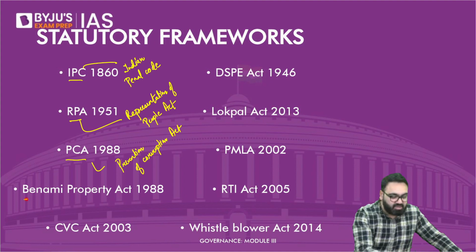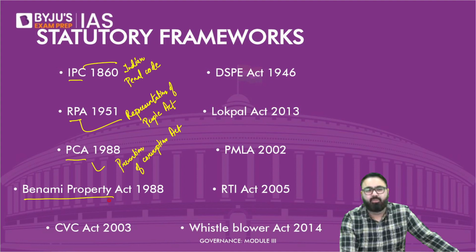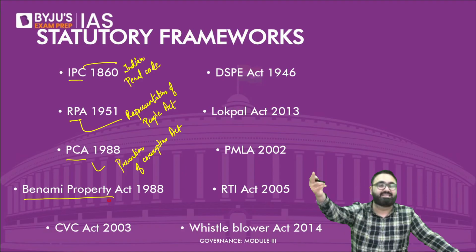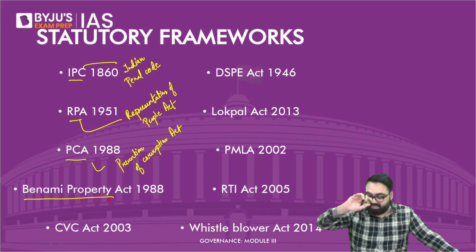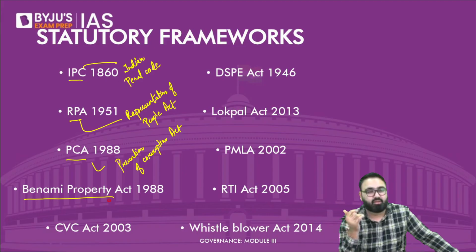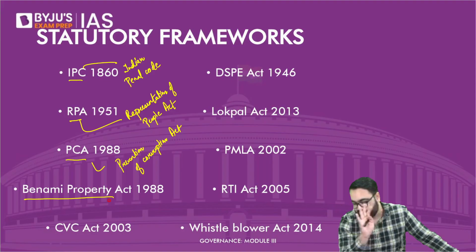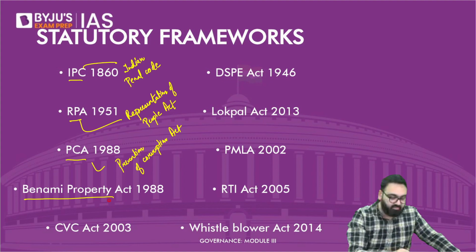Then we also have something called the Benami Property Act. What do you mean by Benami property? So usually people who have a lot of black money, money in cash that is unaccounted for, buy property with that money, but in someone else's name. They will not buy a property in their own name, so that it doesn't come into the tax record, etc. This is called Benami property. I'll discuss it for 2-3 minutes later on, but it's not that important. It's not usually asked.